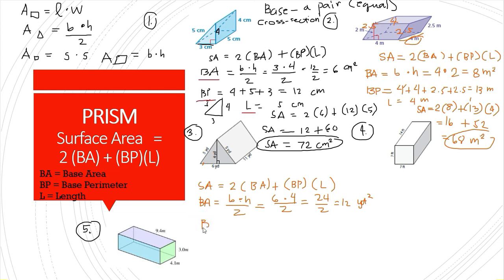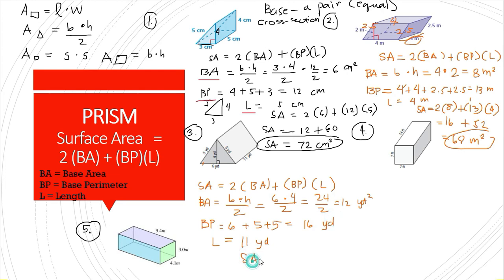Right? Find the base perimeter. So base perimeter is the measure of all side lengths. So you have 6 here, 6 plus 5 plus 5. Therefore, the base perimeter is equal to 16. And then let's look for the length. The length is how long your triangular prism is, and that's 11 yard. Okay, 11 yard, 16 yard.